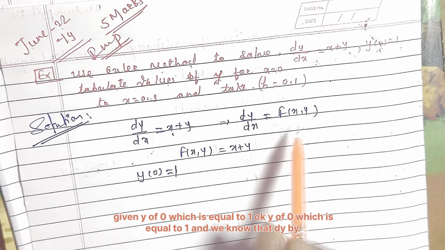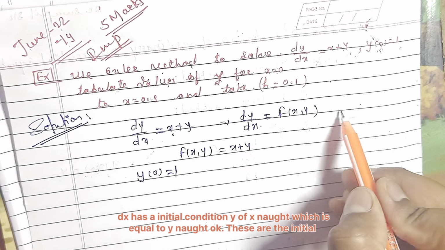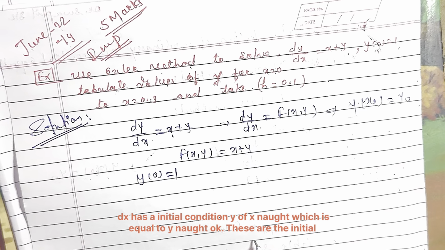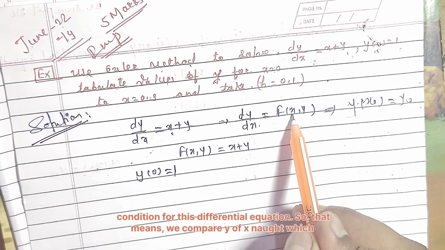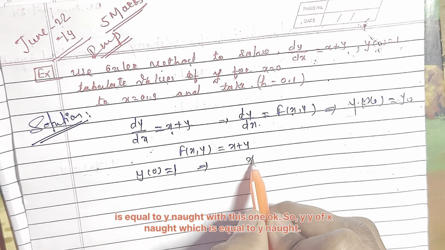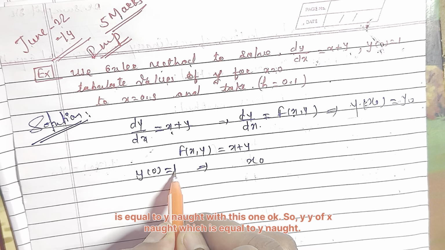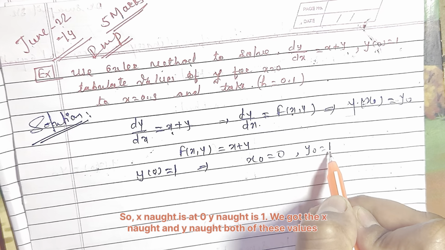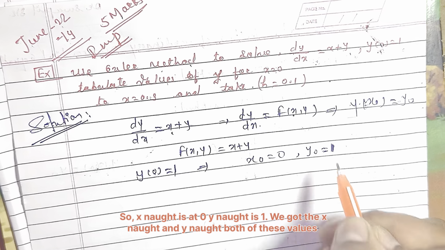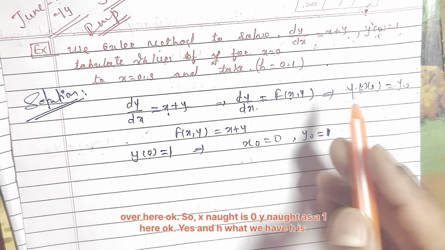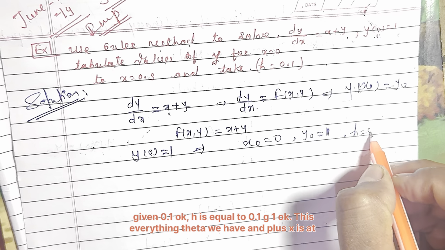We know that for dy by dx the initial condition is y of x naught equal to y naught. These are the initial conditions for this differential equation. So we compare y of x naught equal to y naught with this one, so x naught is 0 and y naught is 1. We got both values, x naught 0 and y naught 1. And h is given as 0.1.